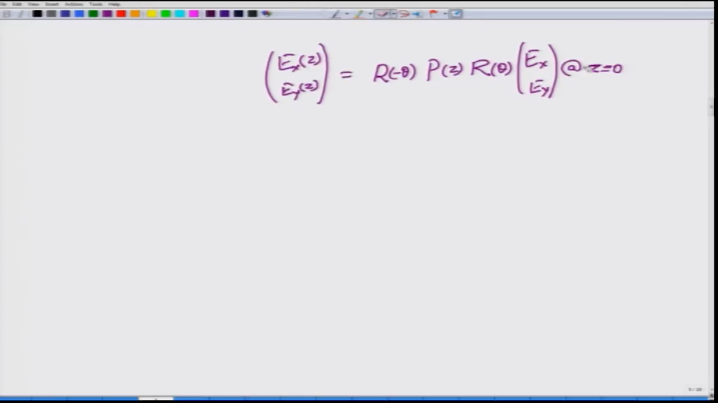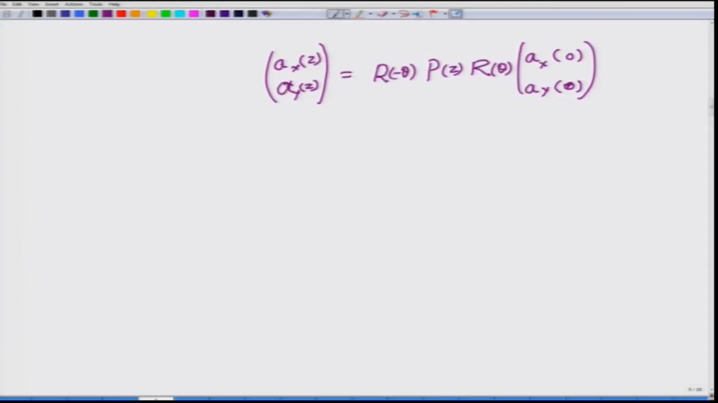So, instead of writing this at z equal to 0, let me write it in this way. Ex at 0, Ey at 0. And instead of dealing with electric field, you may want to deal with the pulse envelope, that is another thing that you can do. So, you can actually deal with Ax of 0, Ay of 0, and Ax of z, Ay of z.